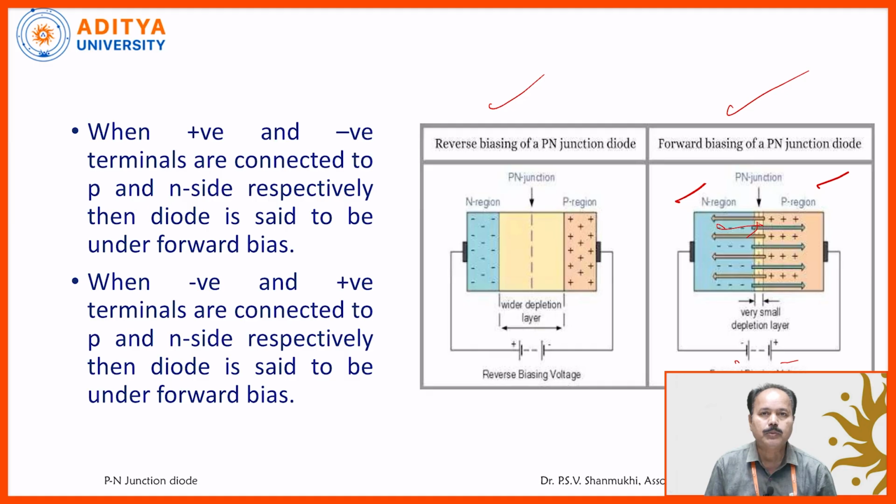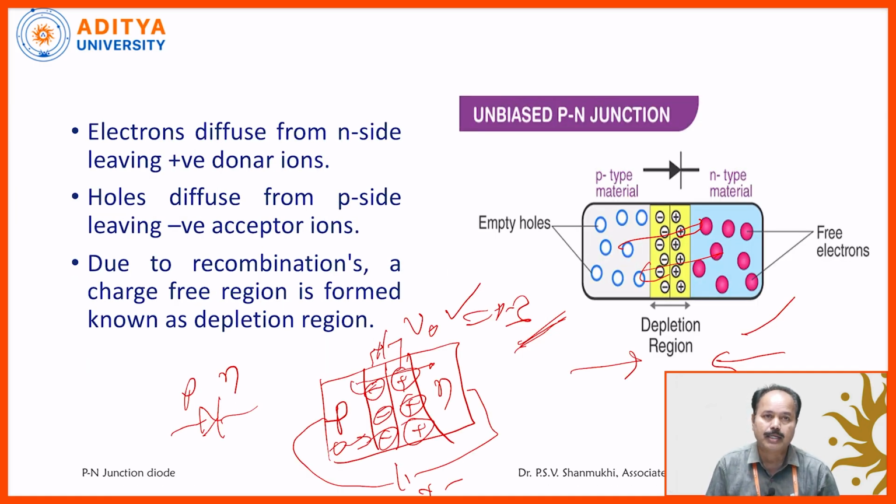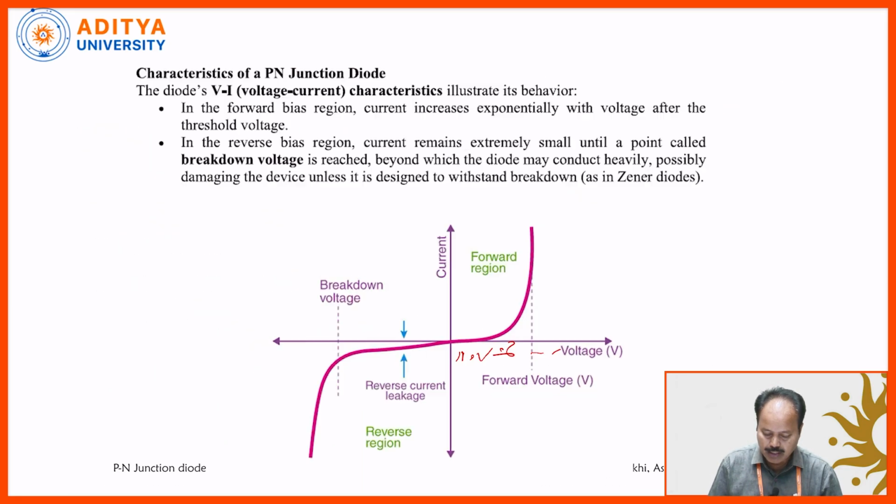That means when you increase the forward voltage, the barrier voltage or the barrier width gradually decreases. At V equal to V0, it vanishes. That's why suddenly huge current flows under forward bias.